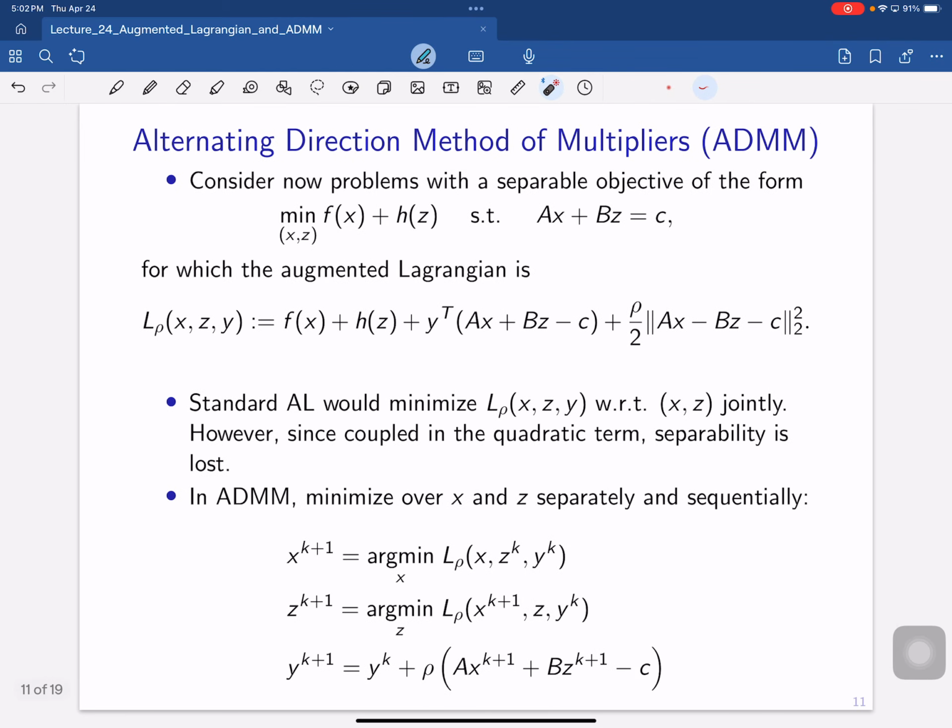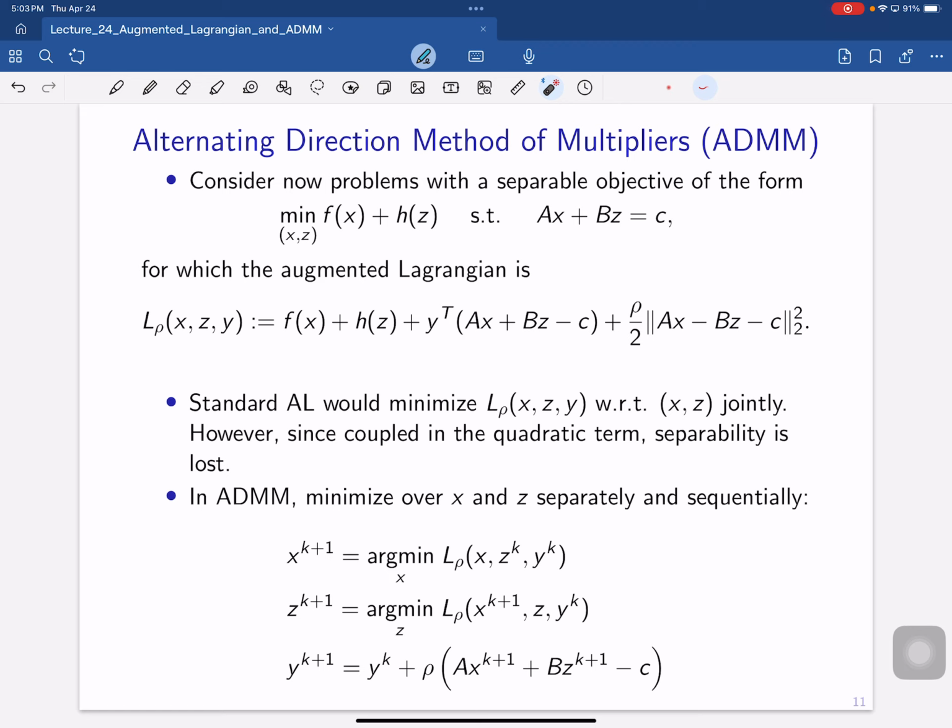So here's the structure of these methods. Let's assume we have 2 blocks of variables. Of course, if you have n blocks, the idea will be very similar. At the end of the day, I will show you a problem with n blocks. But for the sake of the argument, we have 2 blocks of variables, x and z, and then we have 1 complicating constraint.